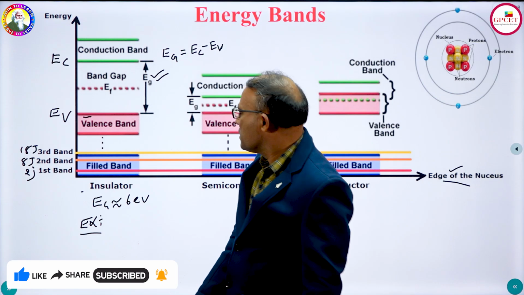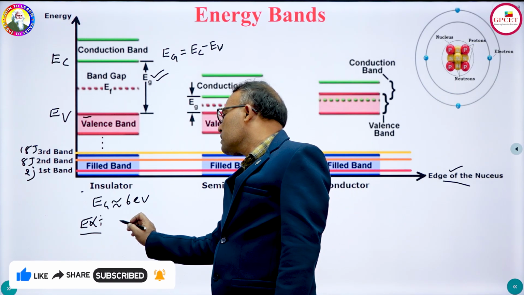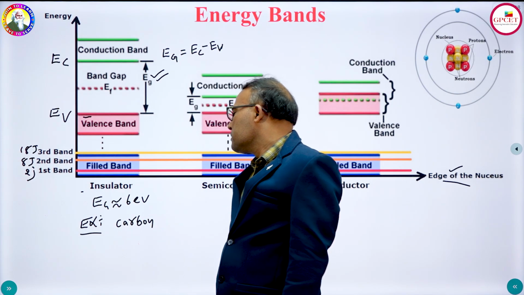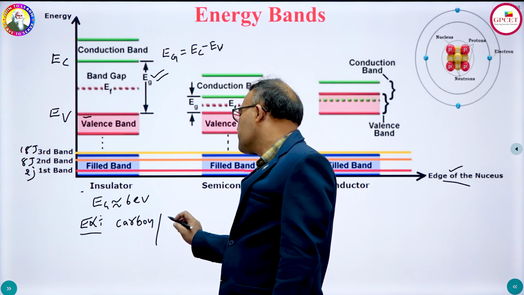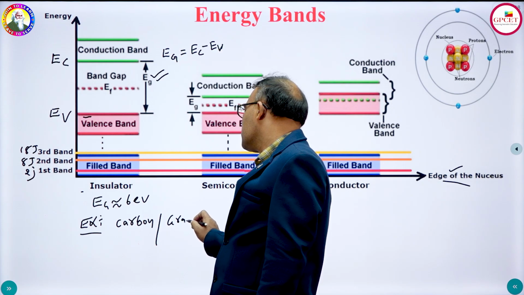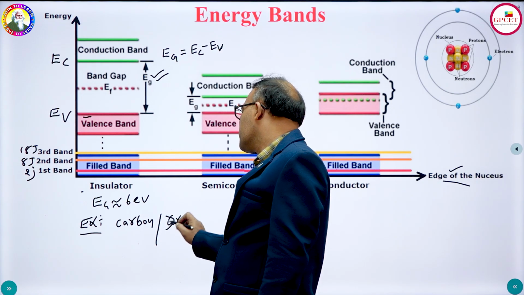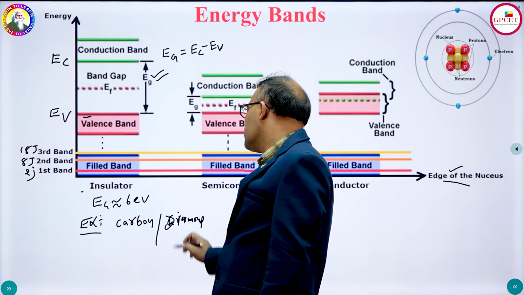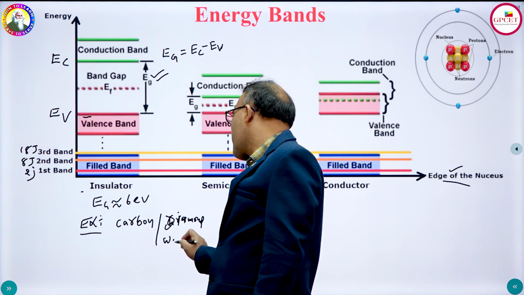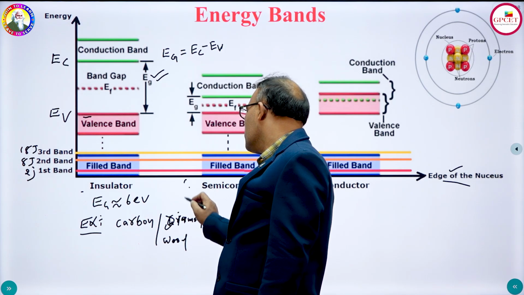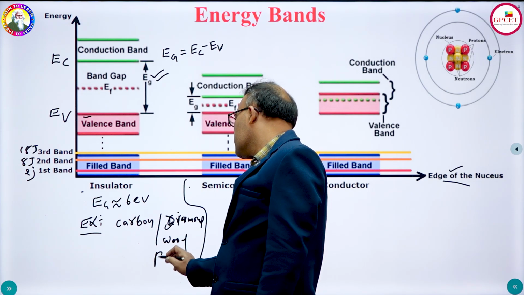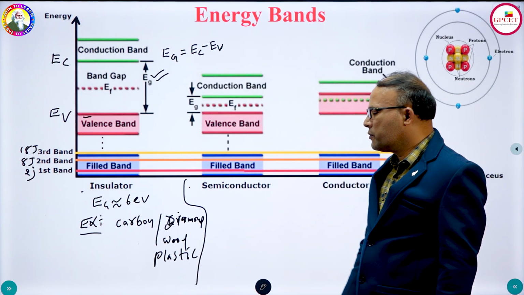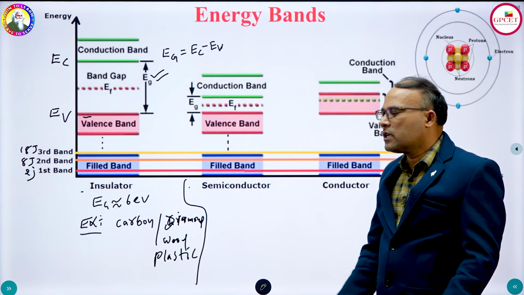the energy gap is 6 electron volts? It is nothing but carbon, graphite, sorry, diamond, wood. These are all the examples. Plastic. These are all the examples of insulators where the energy gap is equal to 6 electron volts.